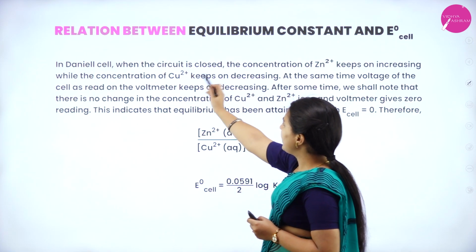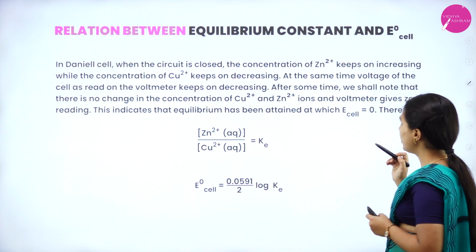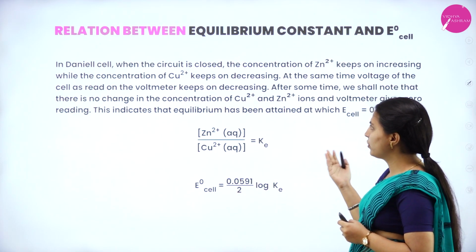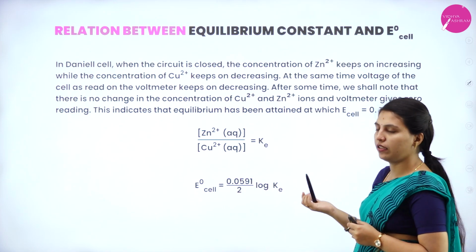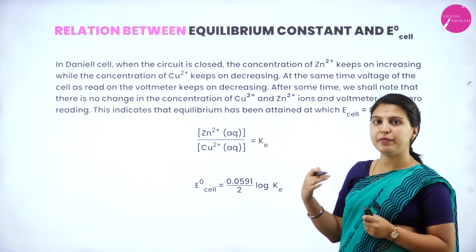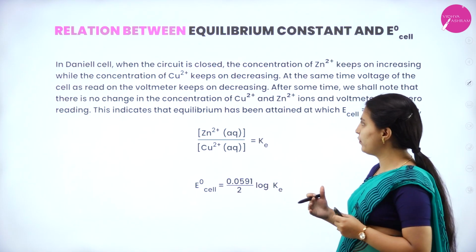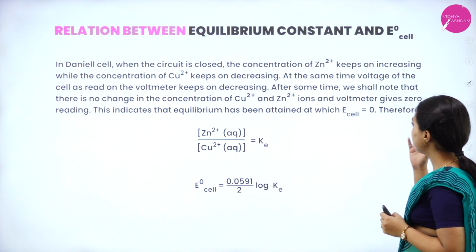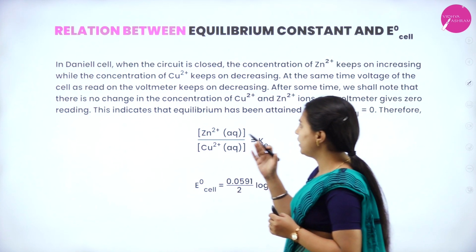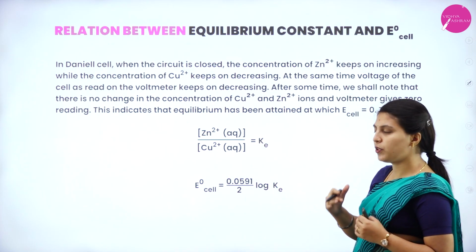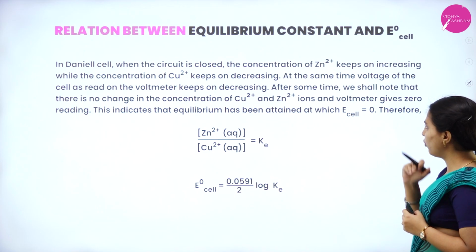In the Daniell cell, when the circuit is closed, the concentration of Zn2+ keeps on increasing while the concentration of Cu2+ keeps on decreasing. At the same time, the voltage of the cell as read on the voltmeter keeps on decreasing. The voltage also keeps on decreasing, as will be shown in the voltmeter.